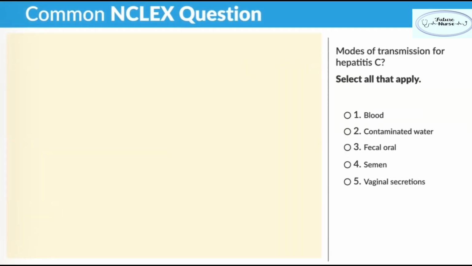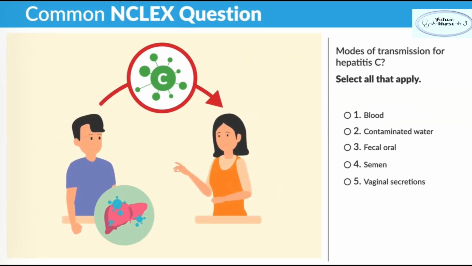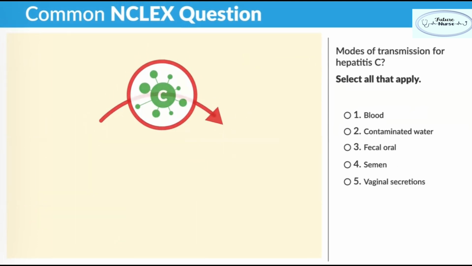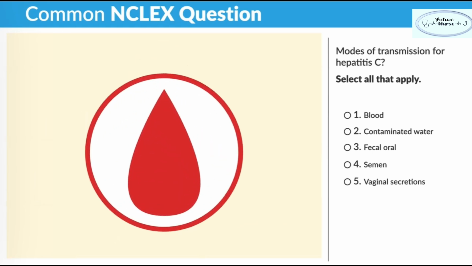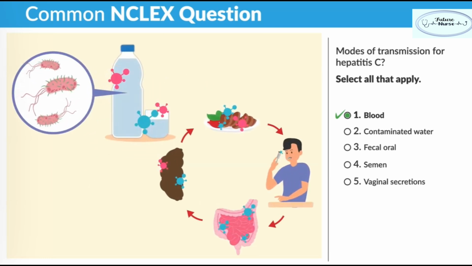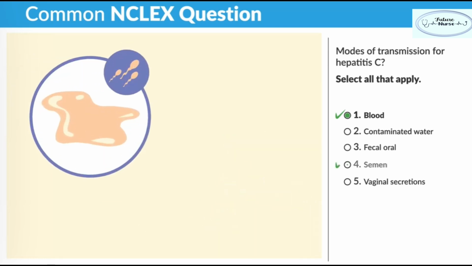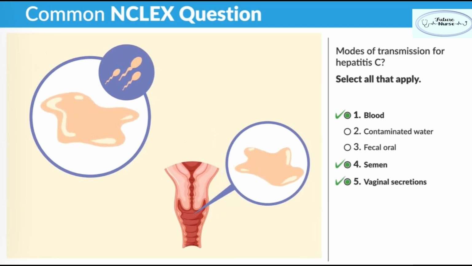So a common NCLEX question talks about modes of transmission for hepatitis C. Select all that apply. So just think hepatitis B and C is from blood, as well as body fluids. So option number 1, blood, is correct. Option 2 and 3 are incorrect here. Remember, we're looking for blood and body fluids. And option 4 and 5, semen and vaginal secretions, yes, that is correct for hepatitis C.